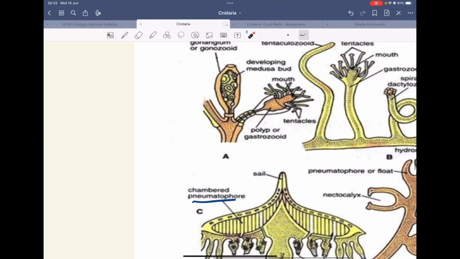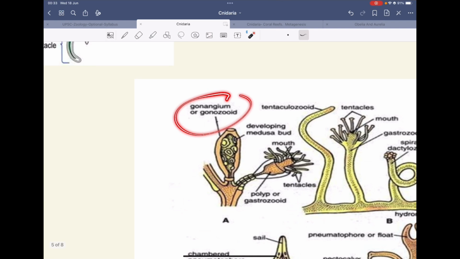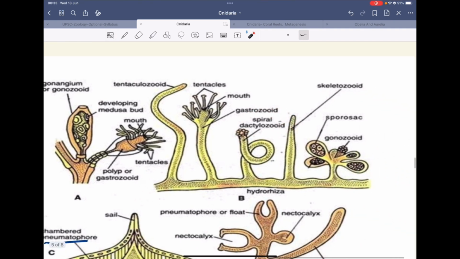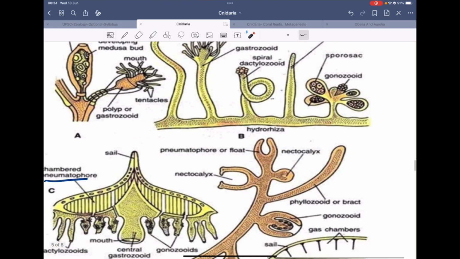Let's see some different zooids. As I told you, there is this gonozoid or the gonangium, from where the Medusa arise. There is presence of mouth and tentacles in gastrozoid. You can see there is tentaculozoid. Tentaculozoid will act as a tentacle and it also will contain the nematocils. There is this dactylozoid. Dactylozoid is a defensive structure. There is this gonozoid. There is skeletozoid, which acts as a skeletal element. There is hydrorhiza. Hydrorhiza is the main part, from where the zooids arise. So it's like a root.